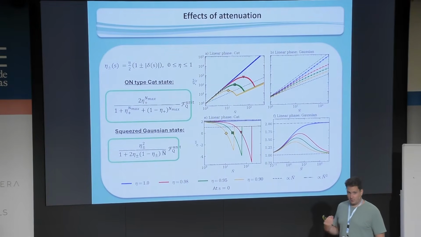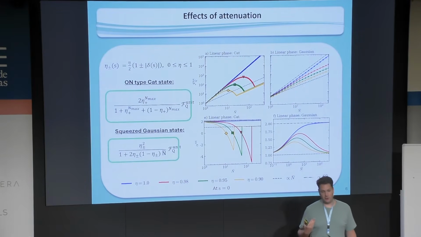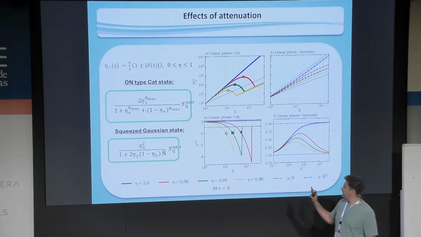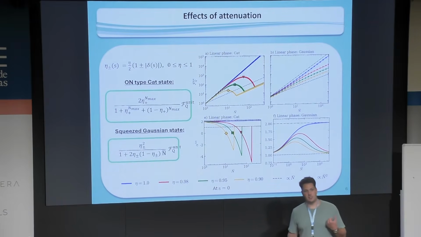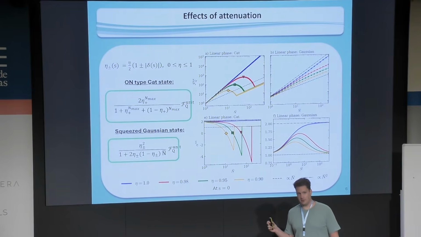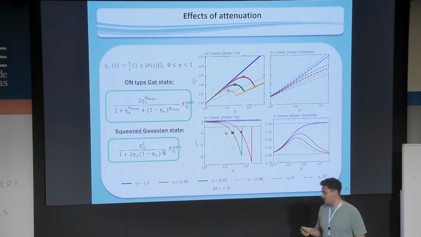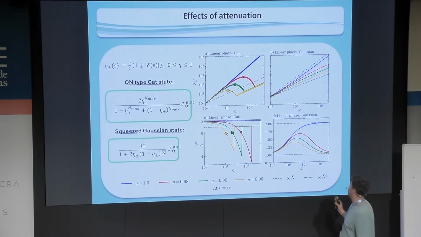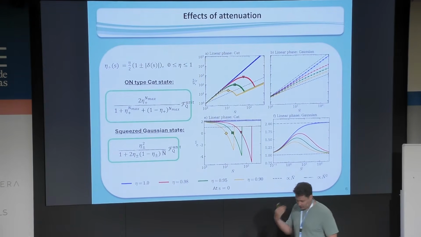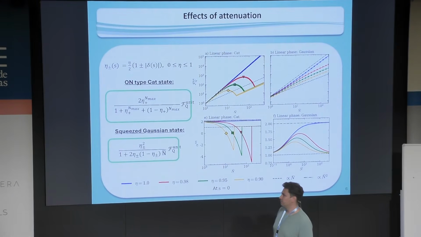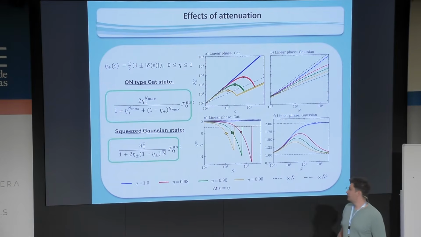The worse are the losses, so the worse are your attenuation factors, the earlier this drop happens. So for these NOON-type states, you still have a hope for achieving this quantum enhancement if you work in a lower photon number regime, and if you can suppress your losses as much as possible. For the squeezed state, it's very similar. Your quantum enhancement will be lost due to the environment. This is basically decoherence, right? So the bigger your system is, the less quantum it will behave, basically.